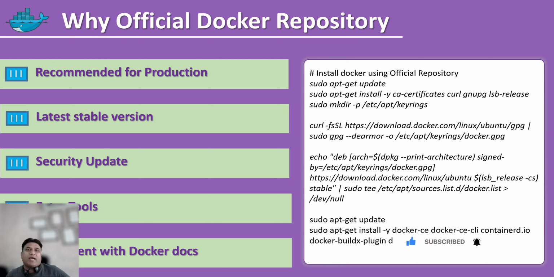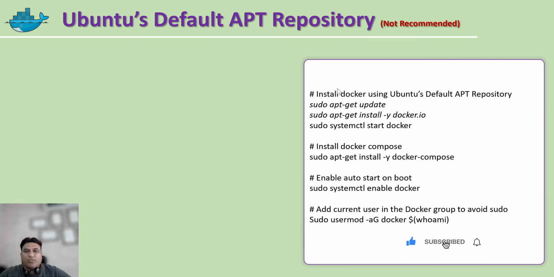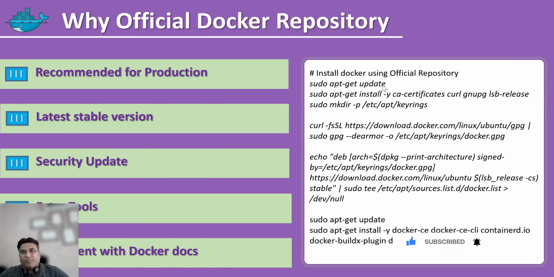On the right side you can see how you can install Docker using the official Docker repository. So we have apt-get update. You have to run this command to update all the packages in your Ubuntu machine. I am preparing this slide and this video based on the Ubuntu OS.